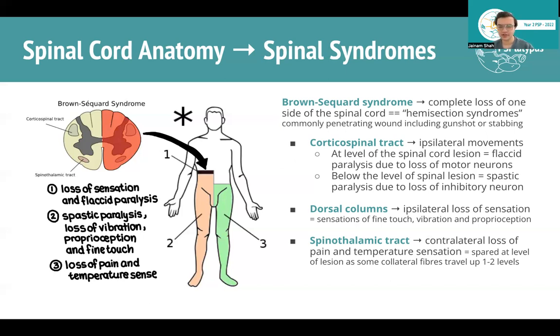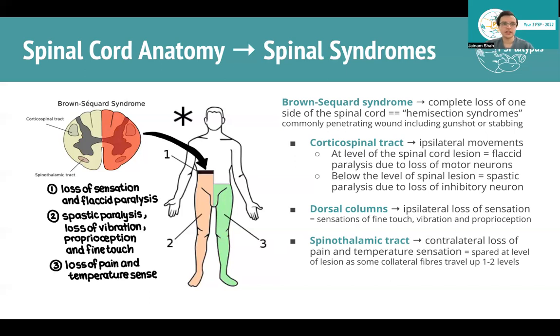Anything higher than that, like at the level of the brain, is very rare, and at that point it's very different. But here we're saying ipsilateral movements are going to be affected. So at the level of the spinal cord, you have flaccid paralysis because you have a loss of motor neurons. In other words, those muscles just become useless. They're not able to move at all. So that's at the level of the lesion.